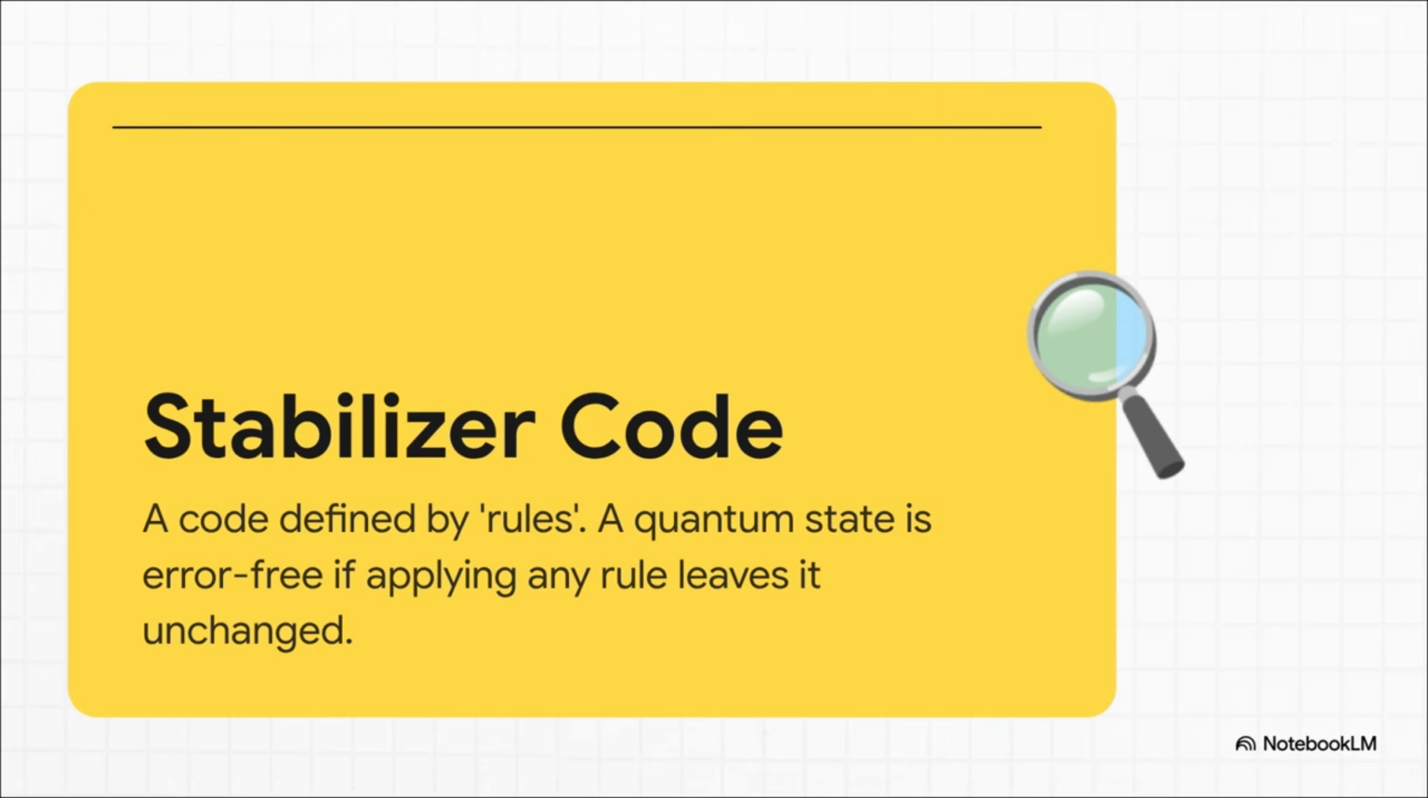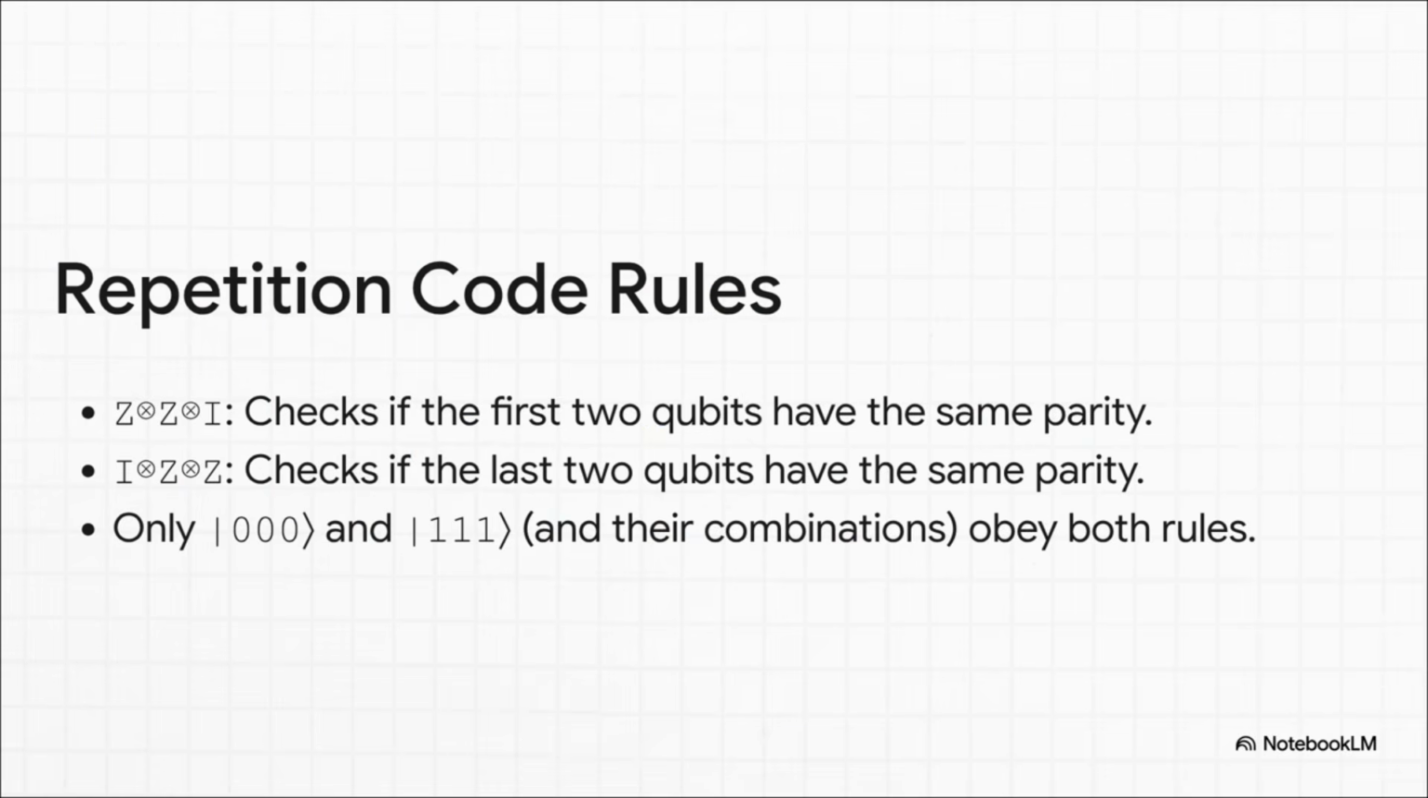It works like this. Imagine you've built a perfectly balanced sculpture. The rules of the code are like little checks you can do on the sculpture. If you perform a check and it leaves the sculpture completely untouched, perfectly balanced, then you know everything's okay. But if your check makes it wobble even a little, you know there's an error somewhere.